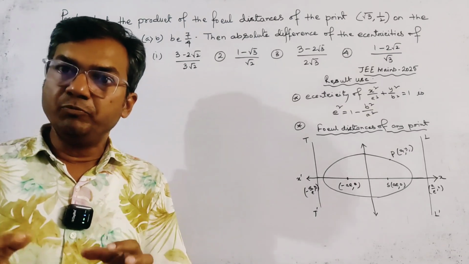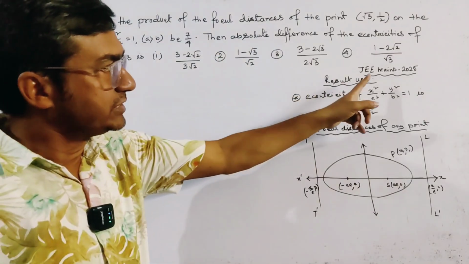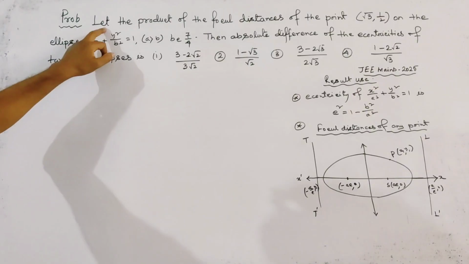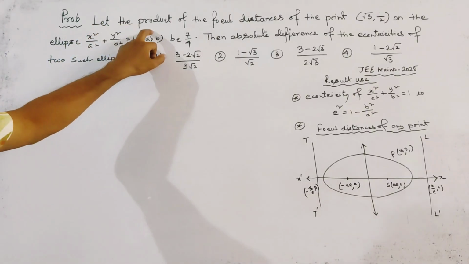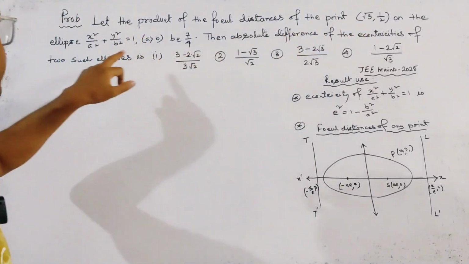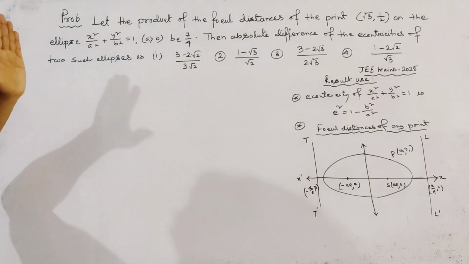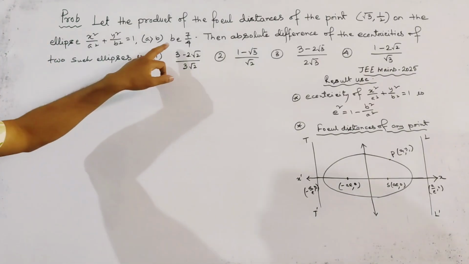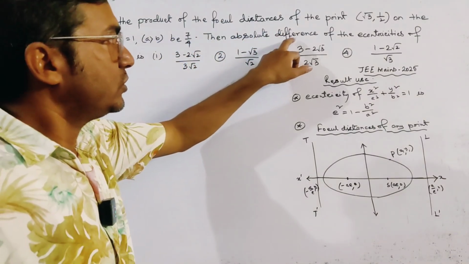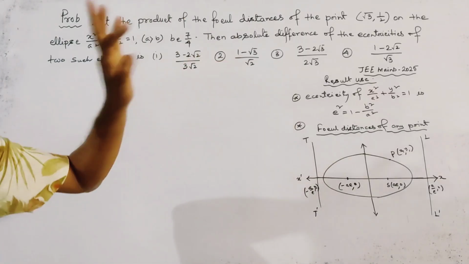A very important and conceptual problem from ellipse, and this is from JEE Main 2025. In this problem it is given that the product of the focal distances of any point on the ellipse is given by this, and a greater than b, that is we take a normal ellipse. The product is 7/4. Then the absolute difference of the eccentricities of two such ellipses is given by the 4 options.